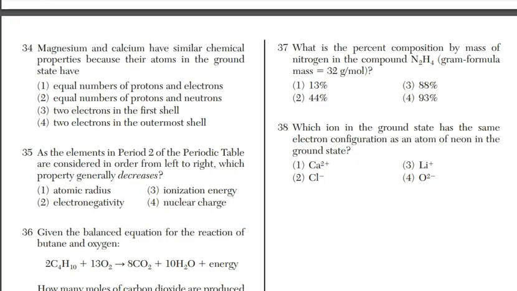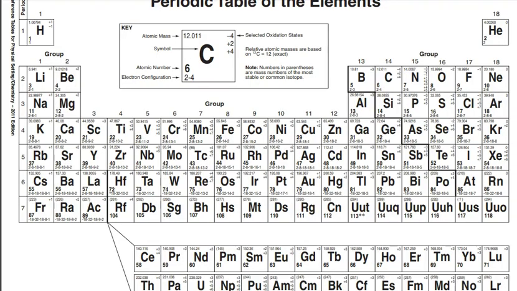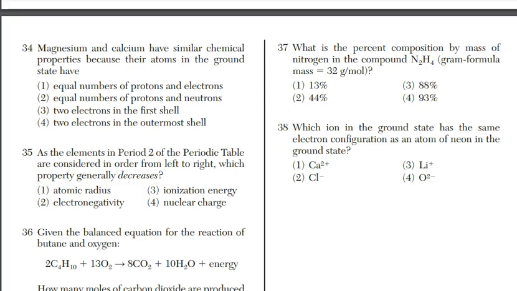With question 37, what is the percent composition by mass of nitrogen in the compound N2H4? And they already give you the gram formula mass. You don't even have to figure it out. But we're going to need to know the mass of nitrogen. So let's go to the periodic table. With the periodic table, the mass of a nitrogen atom is 14 AMU. So we need that information, right? It was 14, but I have two nitrogens. So I need to double that, okay?